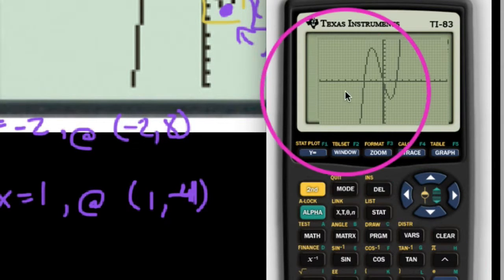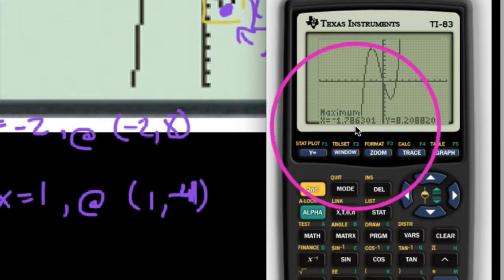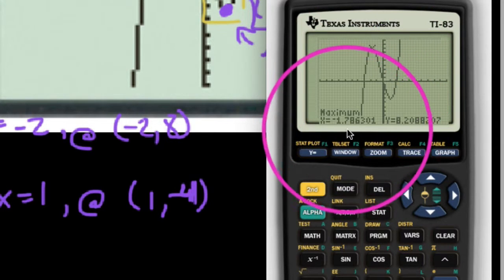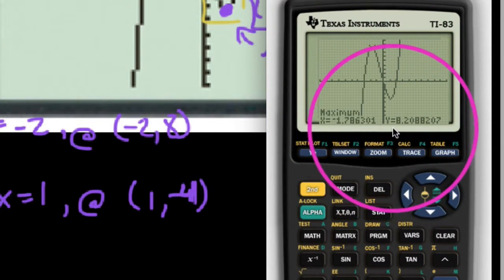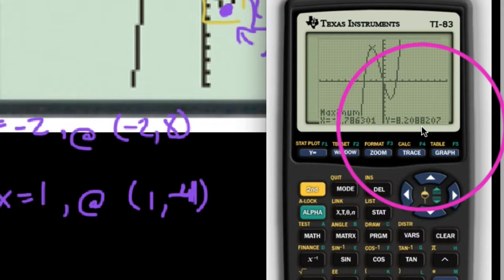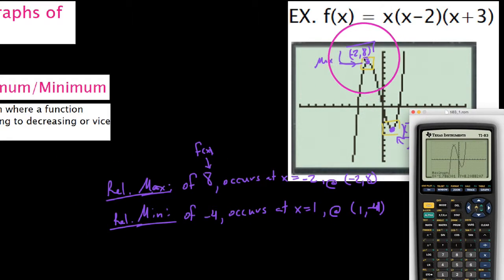If I hit enter, we'll notice that it says you have a relative maximum at -1.786301, 8.2088207. When I was doing this visually just a moment ago, I was kind of guessing at these things right here, but we notice now that we were actually incorrect.